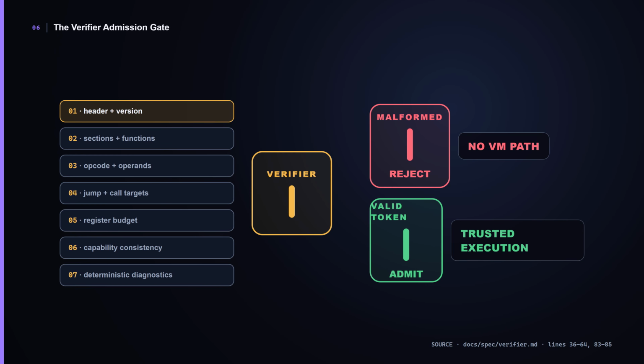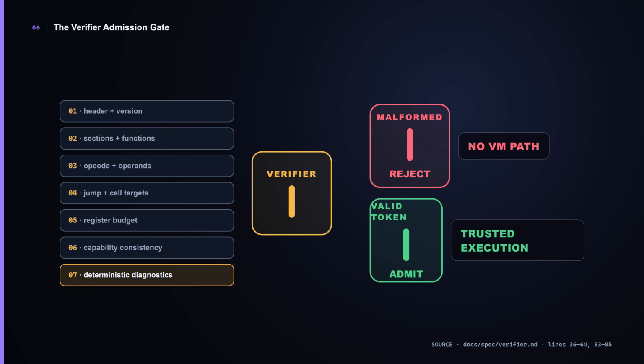The verifier is the center of the architecture. Current checks cover the header and supported version, function and section integrity, opcode and operand validity, jump and call targets, register budgets, and consistency between capabilities and the instructions that use them. Unknown, unsupported, malformed, or structurally invalid instruction streams are rejected before a successful VM path. The gate has two honest outcomes: reject with deterministic diagnostic context, or admit by producing a verified token for trusted execution. Compilation success does not waive this step.